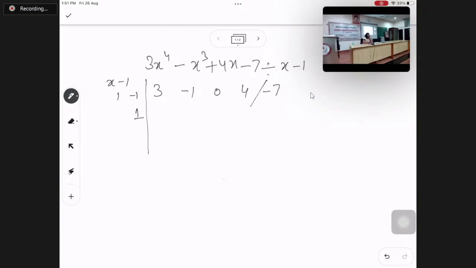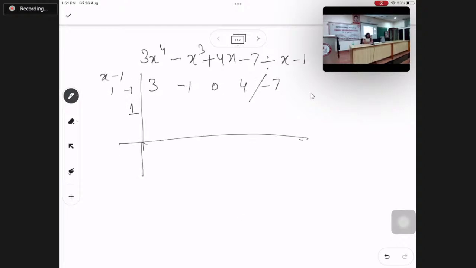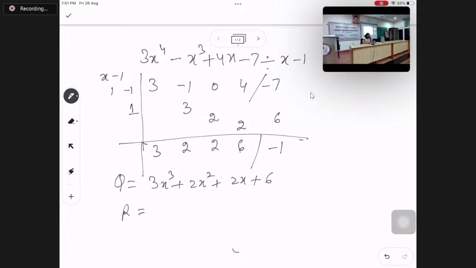Obviously, we put a slash here. Then, first number as it is, 3. 3 ones are 3. 3 minus 1 is 2. 2 ones are 2. 2 plus 0, 2. 2 ones are 2. 4 plus 2, 6. 6 ones are 6, minus 1. It is a fourth degree equation and you are dividing by a linear polynomial. So the answer would start from a 3 degree equation. So it is 3x cube plus 2x square plus 2x plus 6. This is your quotient and remainder is minus 1. Right? More simple. Yes, it is simple.